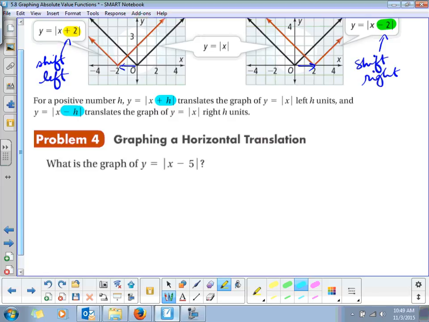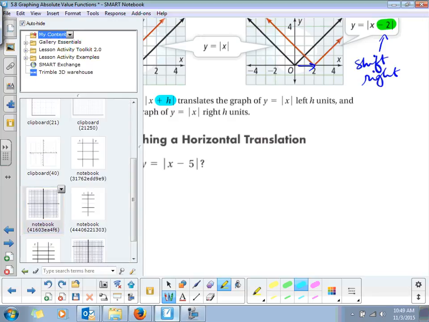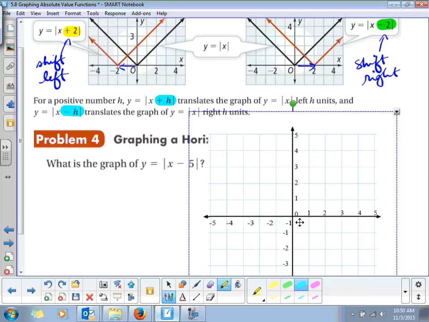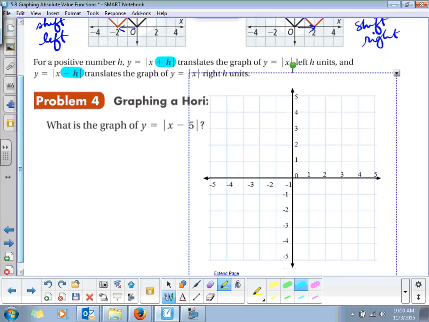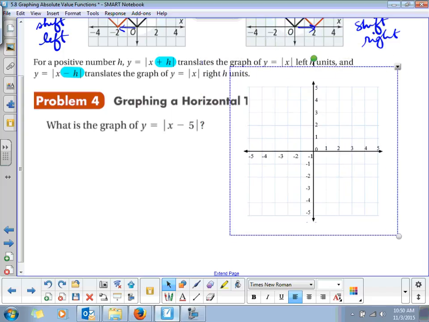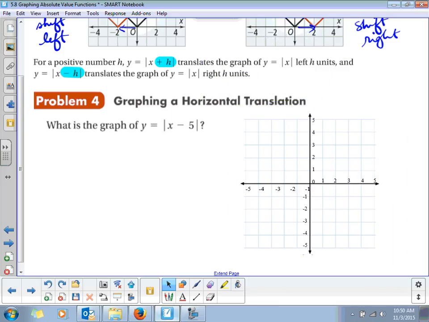So here we want to know what is the graph of y is equal to the absolute value of x minus 5. Let's put a graph in here. So from the parent function, do I need to put the parent function on there again? Let's just put that up there. So here's the parent function.